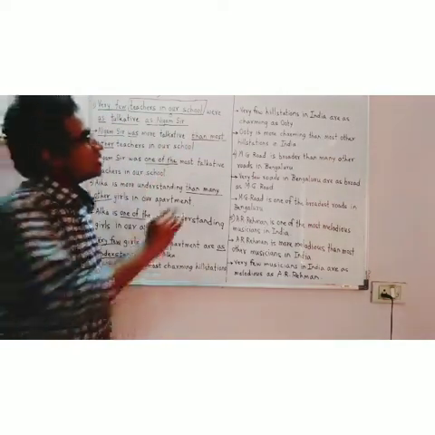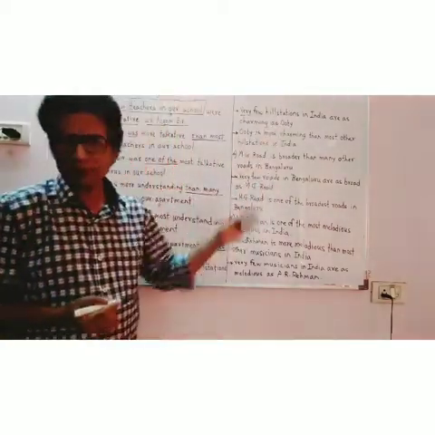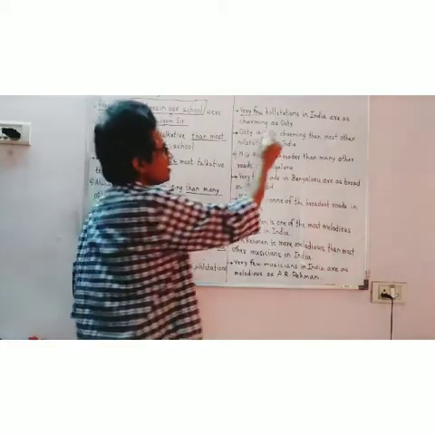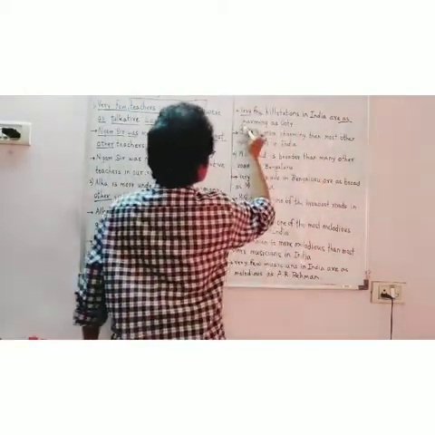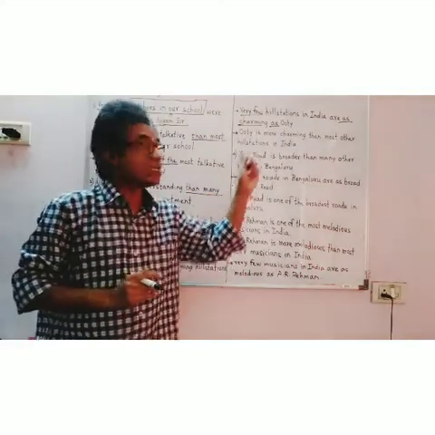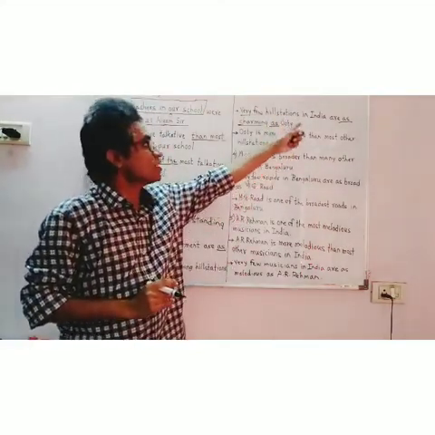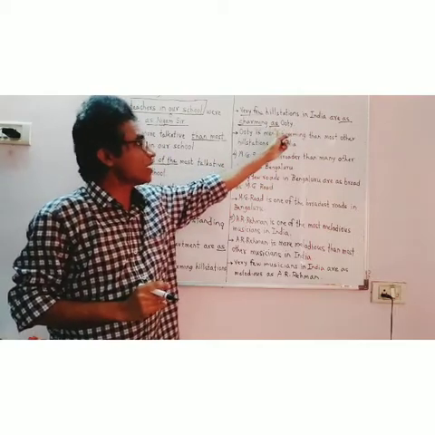Go to the answer now. Very few. From very few you can understand it is positive degree. And as, adjective, as, from this you can understand that it is a particular type of positive degree sentence. Very few hill stations in India are as charming as Ooty.